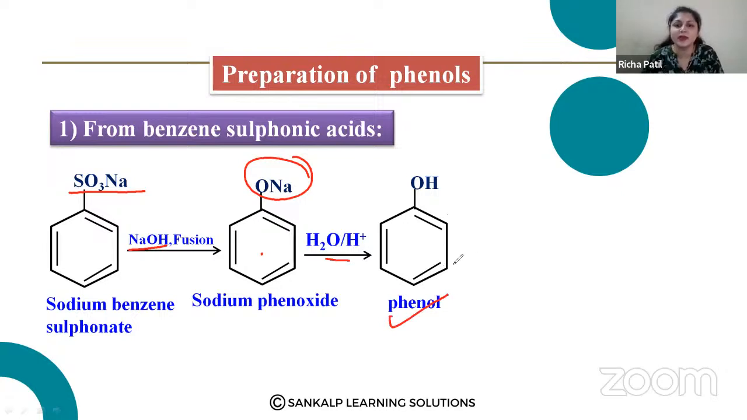So this is the first preparation. So always the phenol formation will undergo via sodium phenoxide. So the intermediate will be sodium phenoxide. So this is the first reaction, from benzene sulfonic acid. So this is a sulfonic acid.